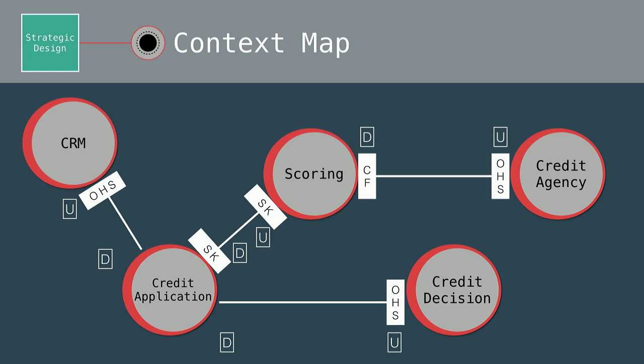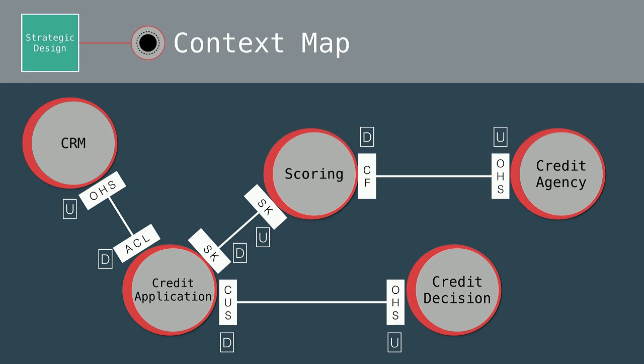Between the credit agency and scoring, we have a conformist on the scoring side. So the scoring bounded context is conforming a lot to the model of the credit agency, which it is consuming. And the credit application has a very bossy boss, and he's always fighting with the credit decision team, making this a customer-supplier relationship. Whereas we have an anti-corruption layer between the CRM system and the credit application.